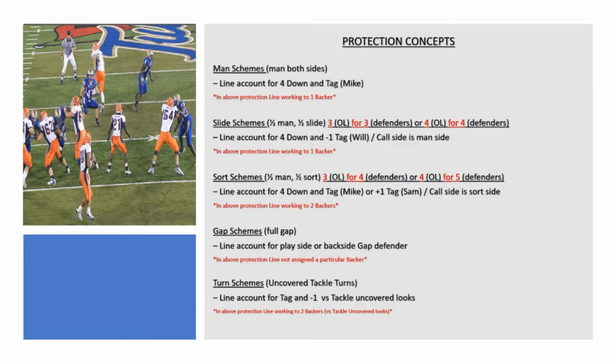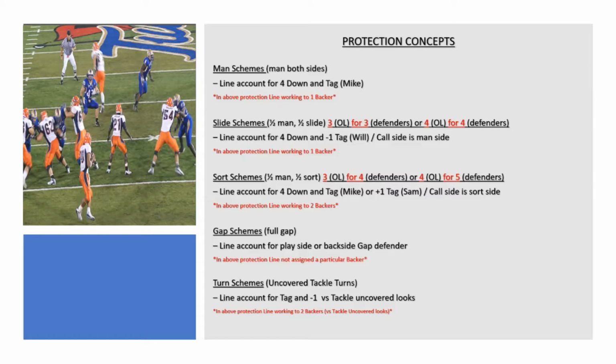And when we start talking slide schemes, the call side is the man side. So if we said, for example, 2 jet, the even side or the right side is the man side, the slide side is opposite. So whatever you want to call it, if you live in the 2-back world and you run fox and hound protection, the call side is the man side, the slide side going back to -1, the tag is away from it. Okay, and once again, on the slides, you got an equal number of blockers for an equal number of defenders. Okay, so in that protection, the line is working to 1 backer. In the man scheme, the line is working to 1 backer.